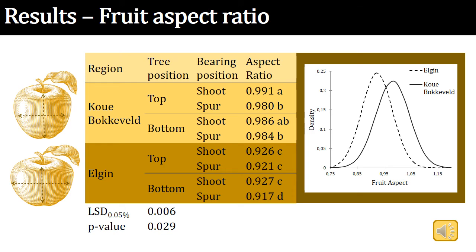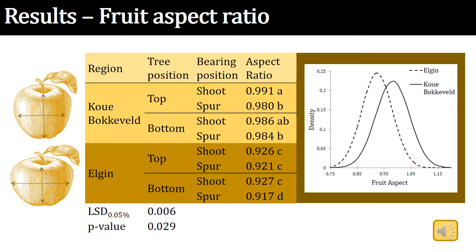The larger this value, the longer or taller the apple will be, and a smaller fruit aspect ratio will thus indicate a rounder or flatter apple. When comparing the means of our fruit, it shows that fruit from the colder Koue Bokkeveld region is indeed longer or taller compared to the rounder, flatter fruit from Elgin. Although some differences can be seen in the canopy positions within the 2 regions, it is the growing region, and thus possibly chill unit accumulation differences, that drives more than 30% of the variability.